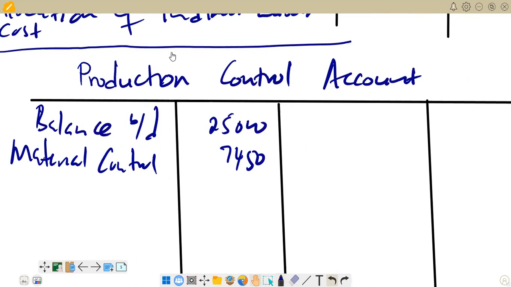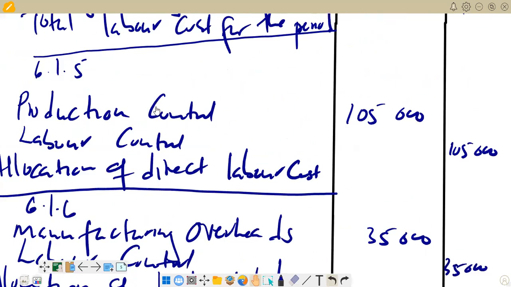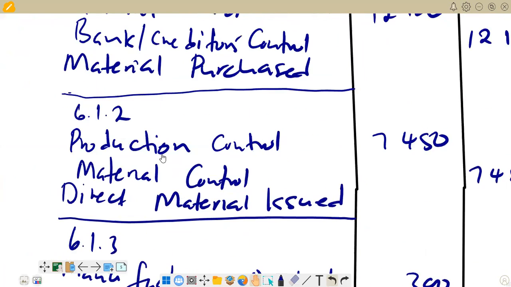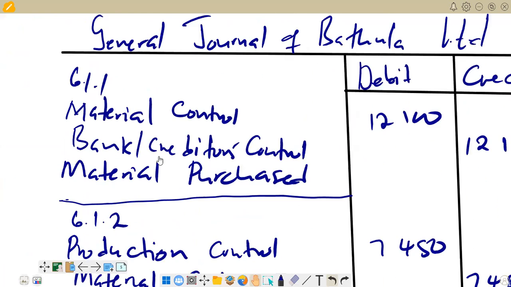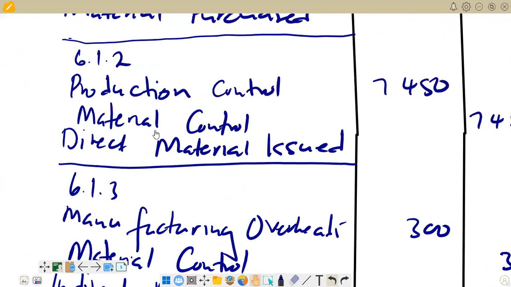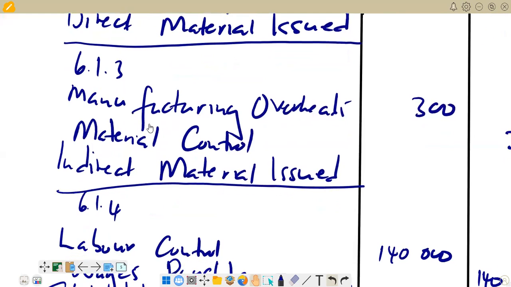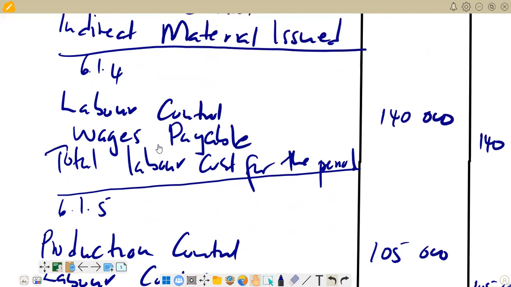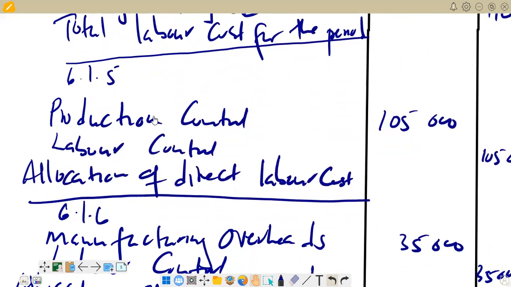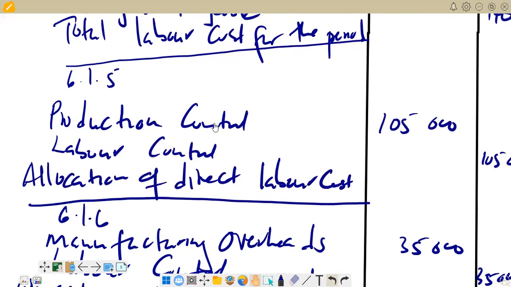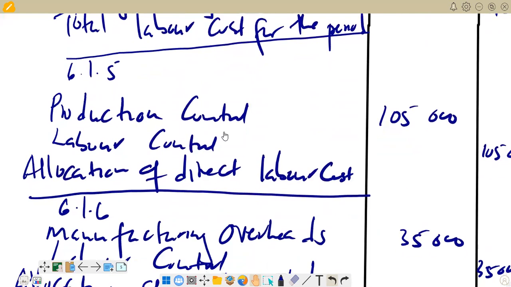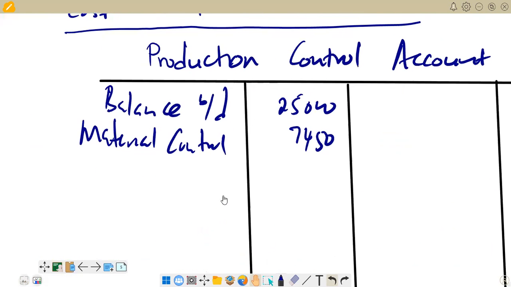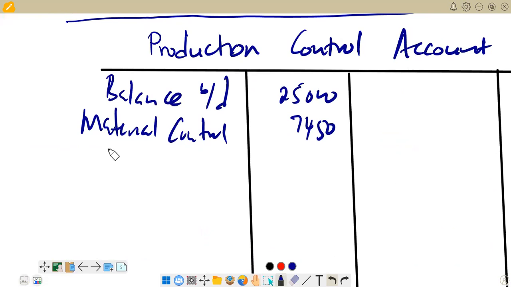Then we go up there again to check what else we have which is affecting production control in the general journal. We are now on 6.1.3. We see we have manufacturing overheads on production control. We go to the next one, 6.1.5. We've got 105 there on the debit side of production control, and we write labor control. So we go there on the debit side again and we say labor control. And the amount that we have there is 105,000.